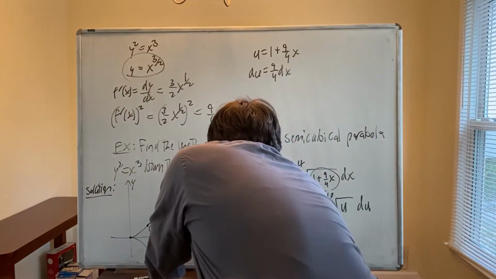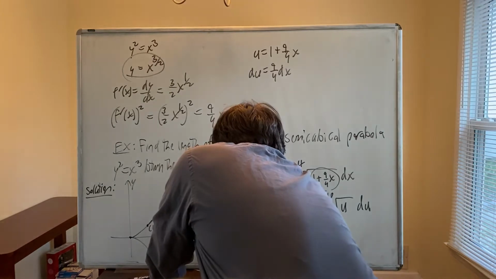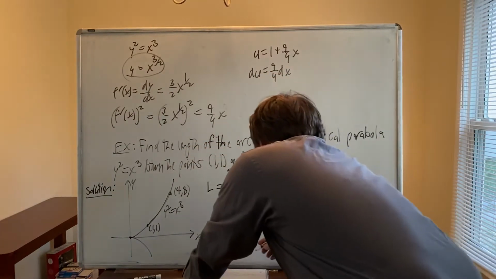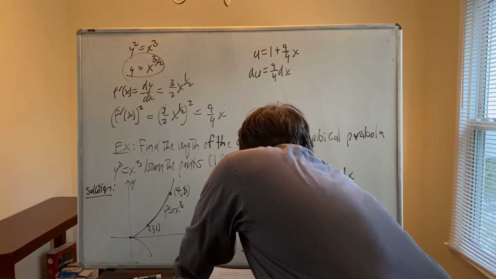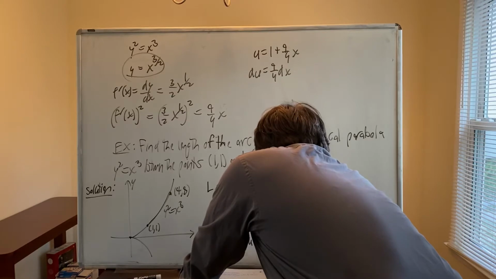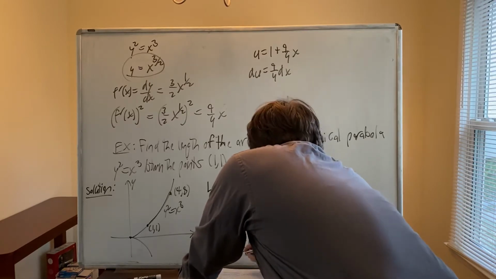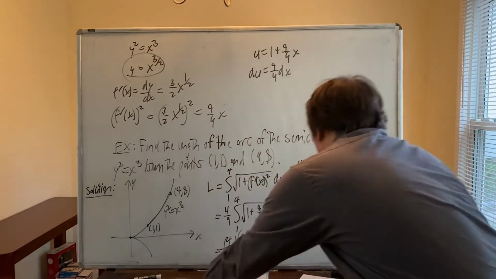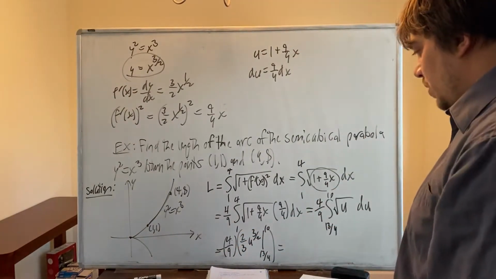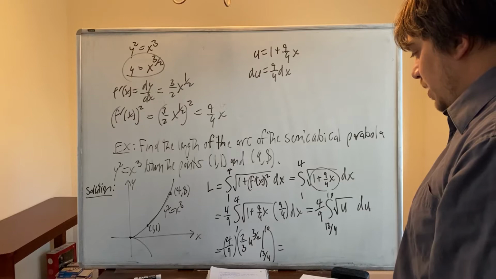Okay, and so now this is equal to 4/9 times, now an antiderivative of u to the 1/2 is 2/3 u to the 3/2, evaluated from 13/4 to 10. And this is equal to, well, 4/9 times 2/3, that's 8/27.